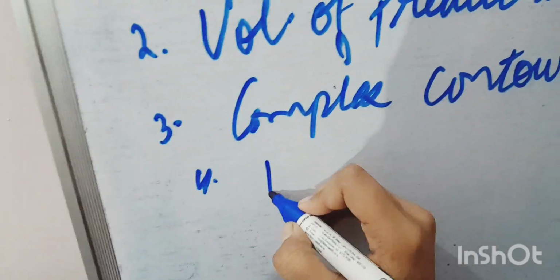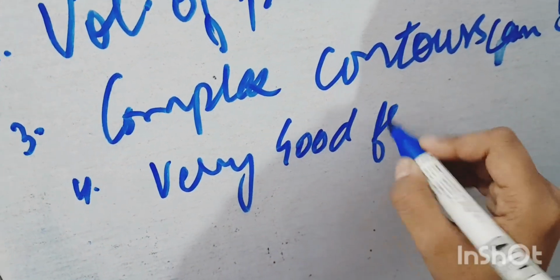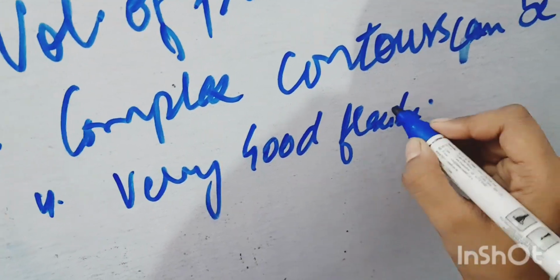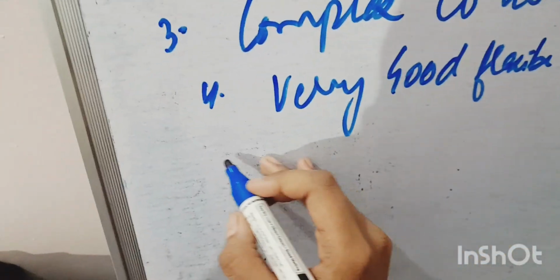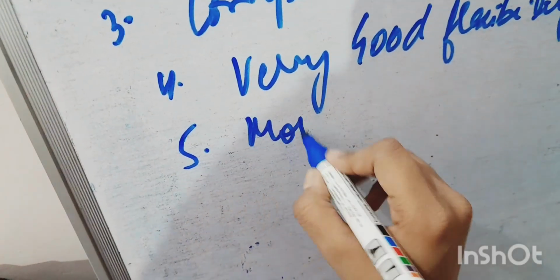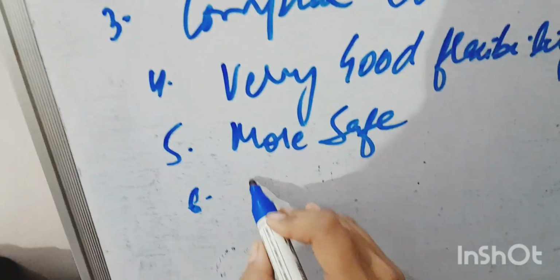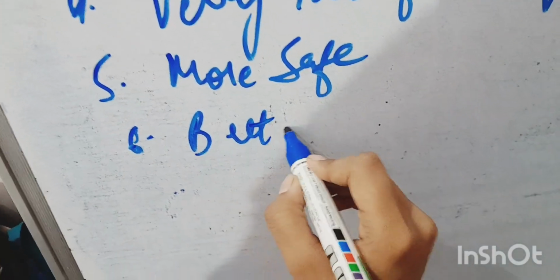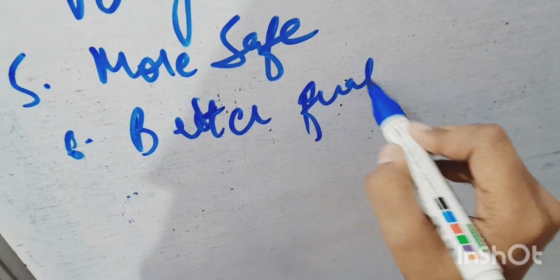Next, flexibility is very good, whereas in an NC machine flexibility is not as good as compared to CNC. And also it is more safe, and a better quality product is manufactured. Better quality product is formed.